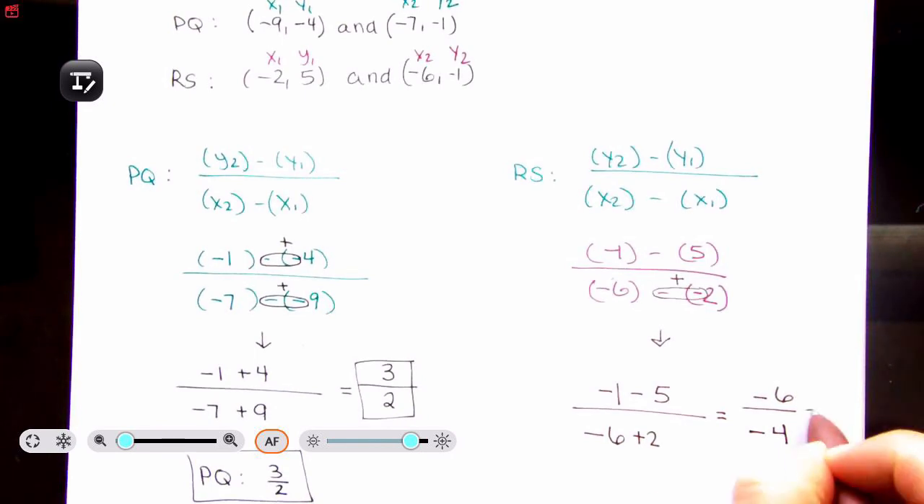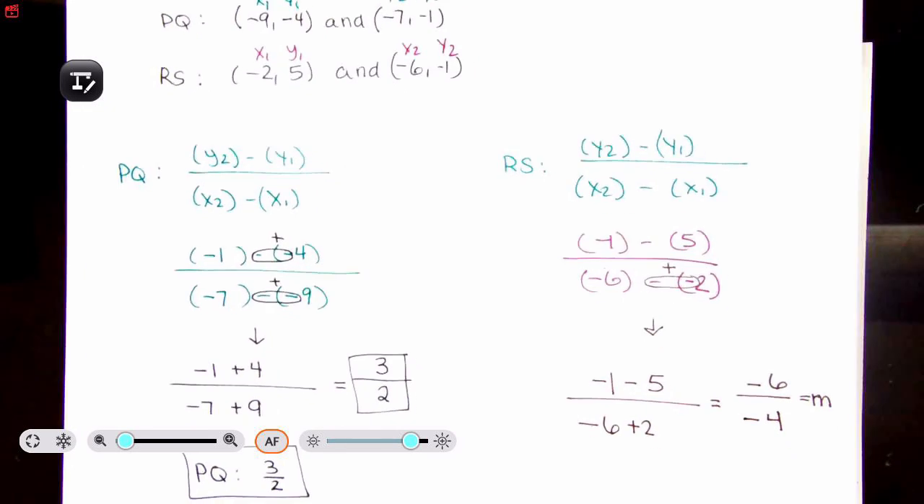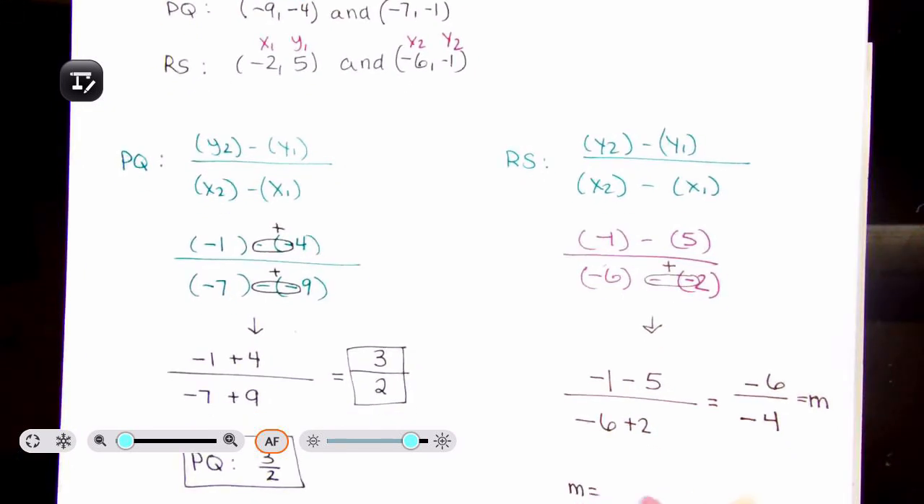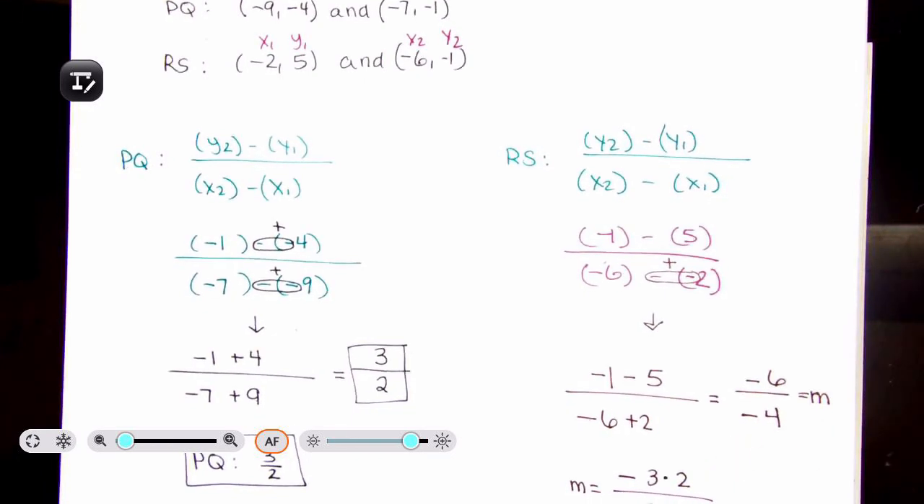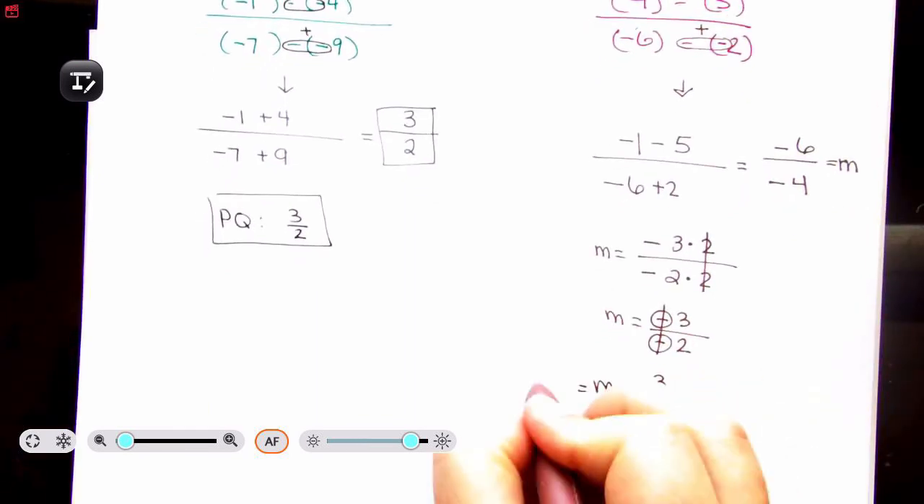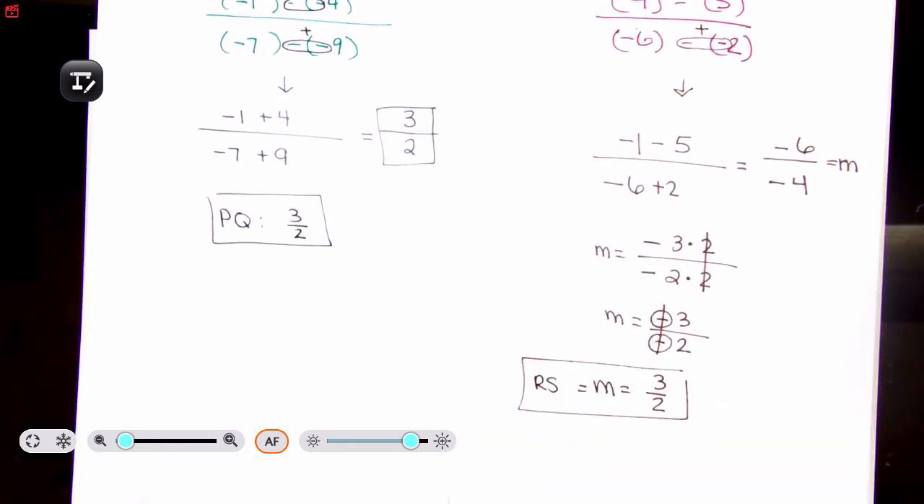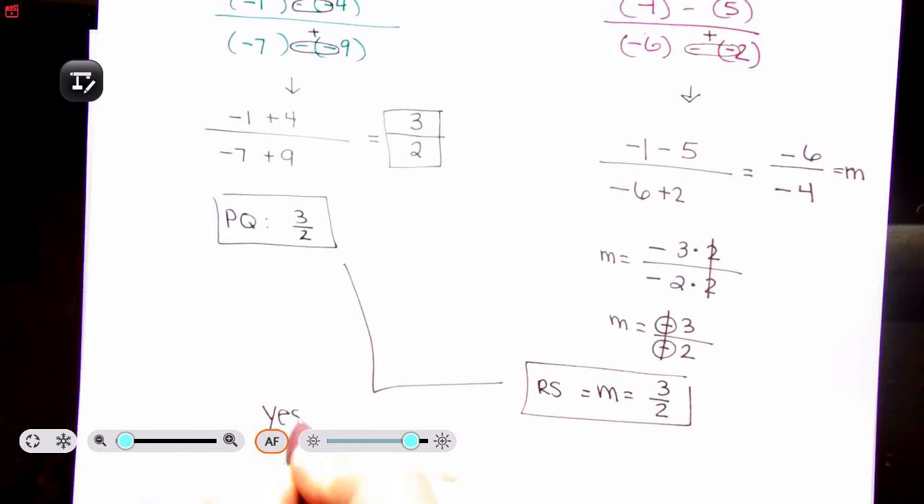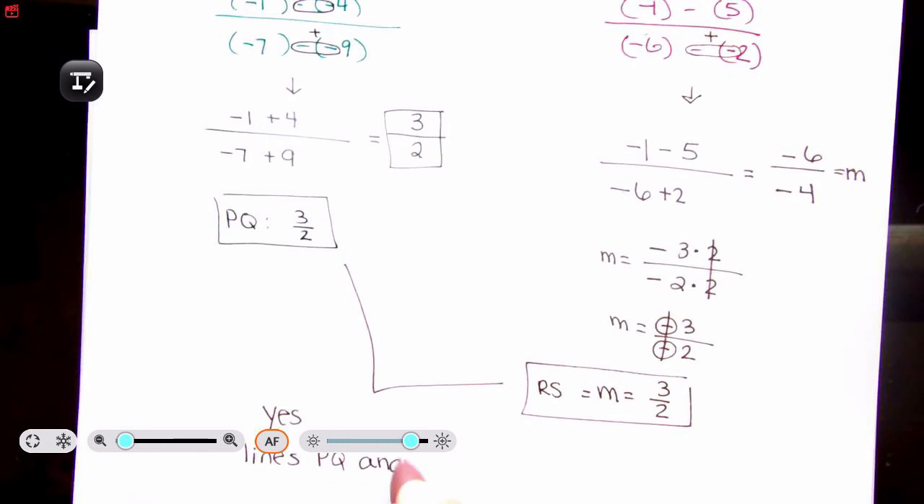So it looks like our slope might be a little bit different. So -6 and -4, but I know that I can reduce my fractions. I'm going to keep my negative and negative, but I know 6 is 3 times 2, and 4 is 2 times 2, so I'm going to cancel my 2's. So then my slope is -3 over -2. Again, top and bottom match, so you cancel that out. My slope is 3/2 for RS. Do these slopes match? Yes, they do. So we can conclude that yes, lines PQ and RS are parallel.